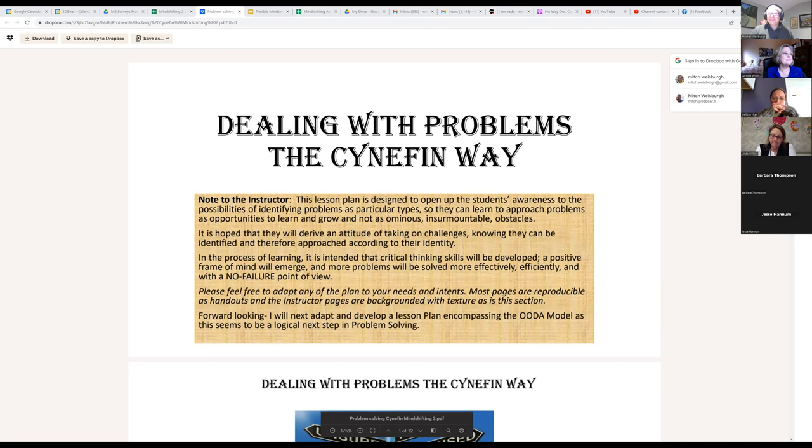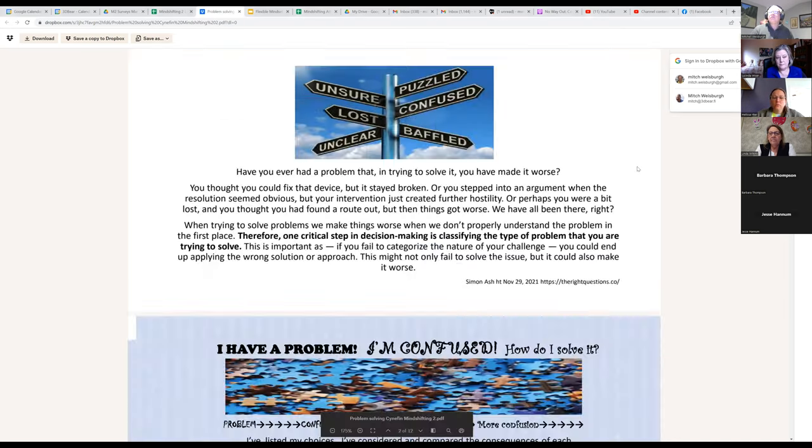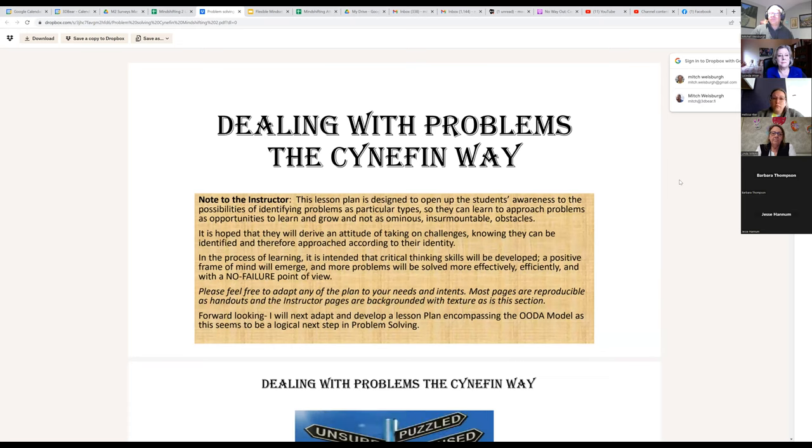So anyway, when I have a note to the instructor, it's usually with this yellowish, textured background. All the other pages you could copy and hand out to a class. Otherwise, they're specifically to the instructor. On the first page, I wanted to point out the purpose. The lesson plan is designed to open up the student's awareness to the possibilities of identifying problems as particular types so they can learn to approach problems as opportunities to learn and grow and not as ominous, insurmountable obstacles, which is the way they see them.